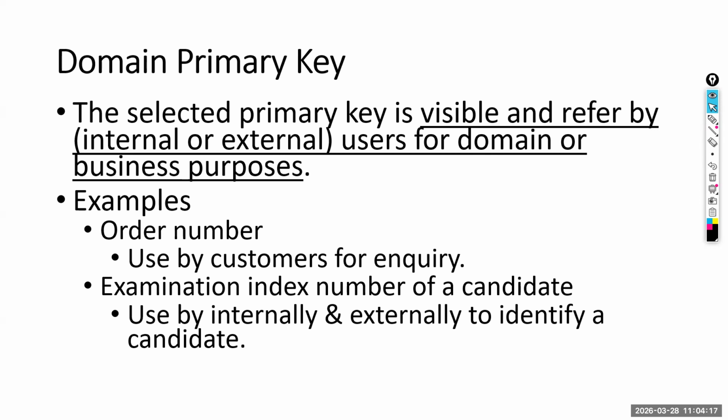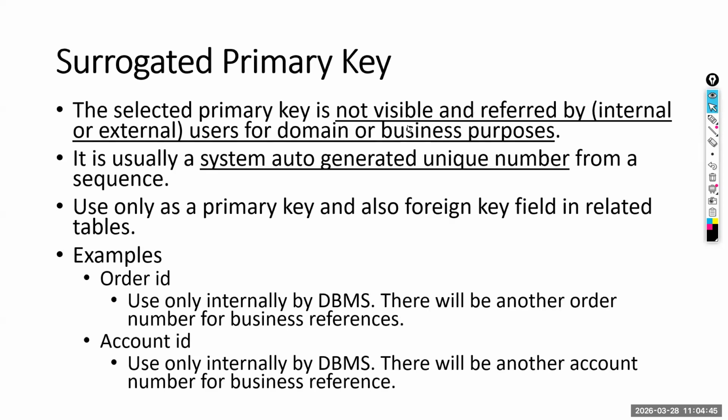It's a domain primary key because we use it like a check number, or an examination index number. But if it is not used for day-to-day business processes, rather it is used only within the database, and no one cares about it other than your database developers and designers, then that is a surrogated primary key. Surrogated primary keys are definitely machine generated keys like auto numbers.